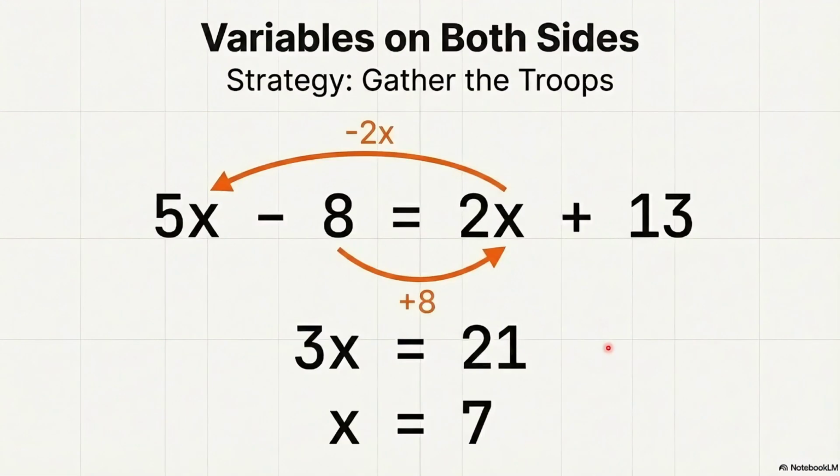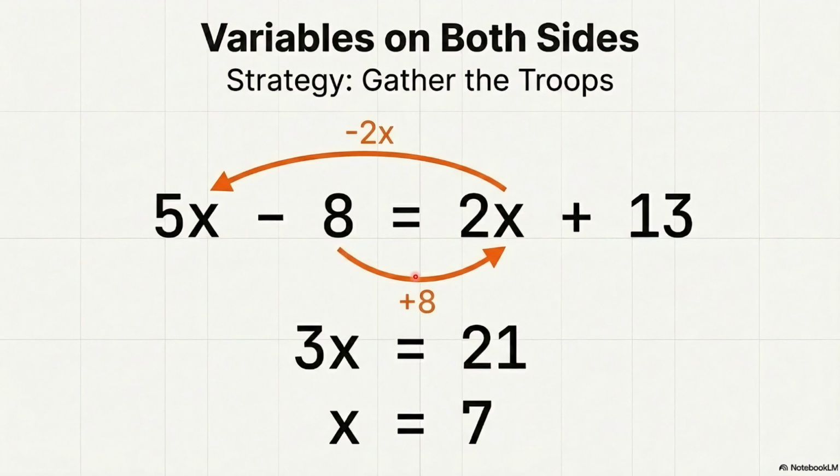Now if you remember, during that math, we subtracted 2x from both sides and added 8 to both sides. But there is another technique, which I call gather the troops. Here, on the right side, 2x is positive. So let's make it negative, and 8 is negative on the left side. So let's make it positive.